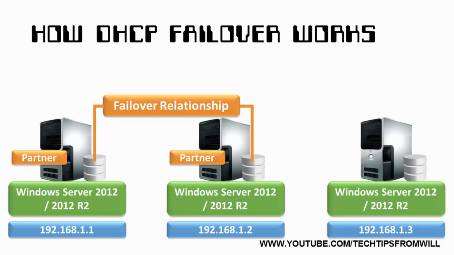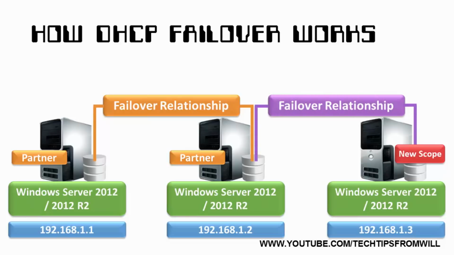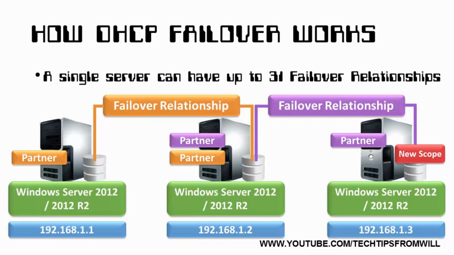However, I could instead create a completely separate scope on my new server and then create a new failover relationship with one of my existing servers. You can have up to 31 failover relationships on a single DHCP server. Just remember, there can only be two partners in any failover relationship. Now that we know how DHCP failover works, the next topic to discuss is DHCP failover modes.